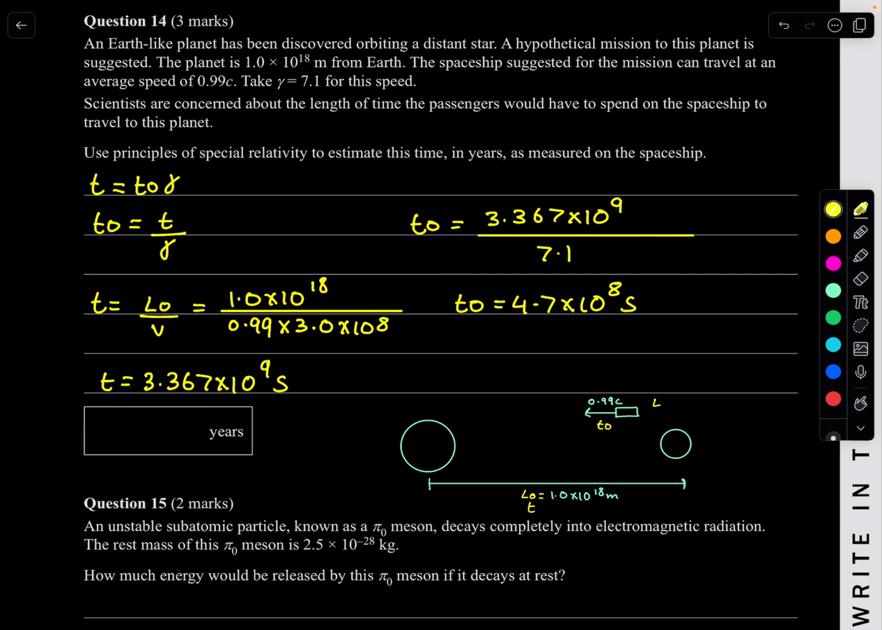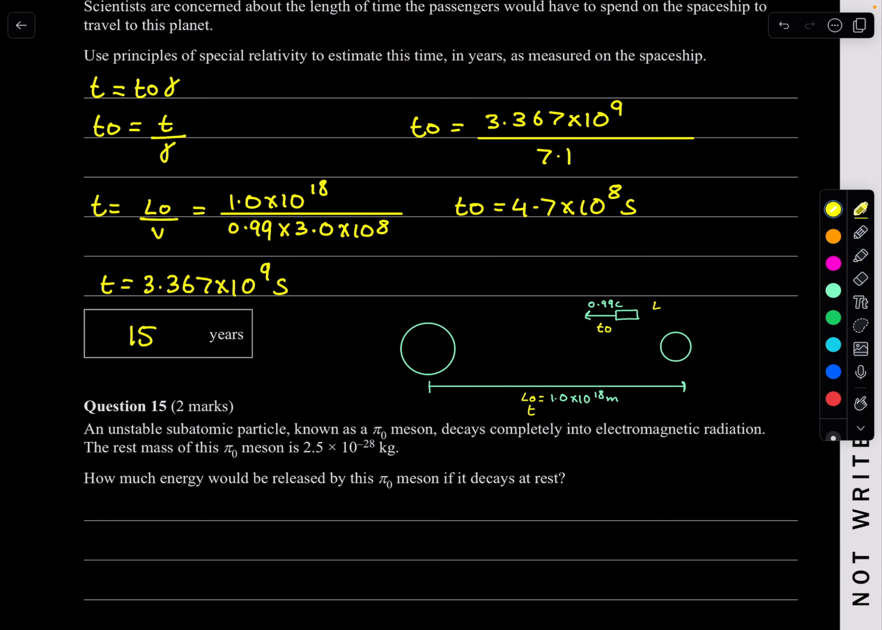And now we just need to calculate it in years. If that's in seconds, all we've got to do is divide it by 60 to get it in minutes, divide by another 60 to get it in hours, divide by 24 to get it in days, and divide by 365. Now we get it in years, which is basically 15 years.